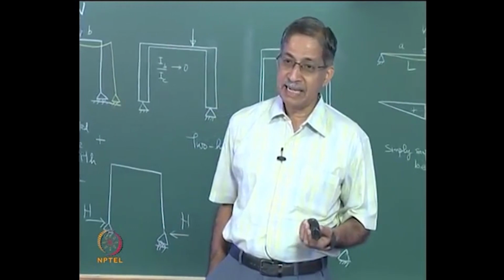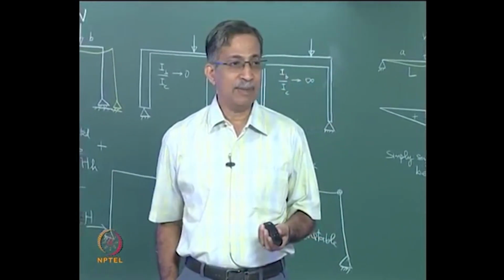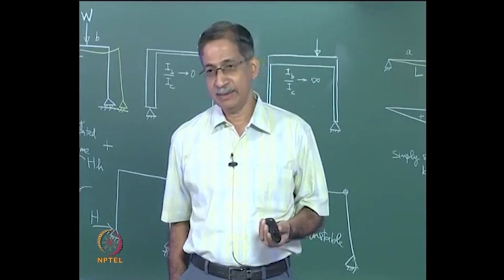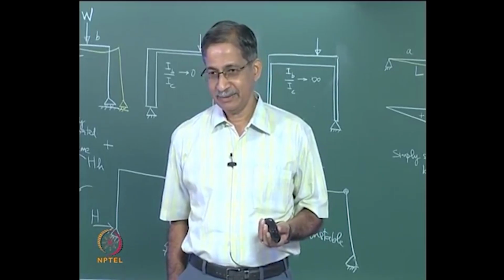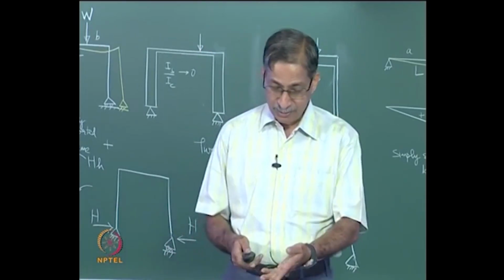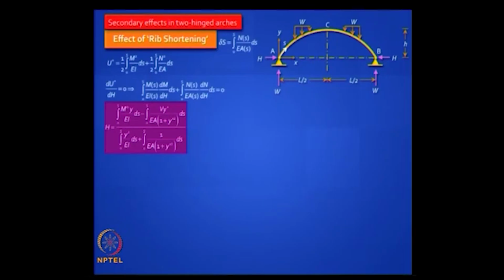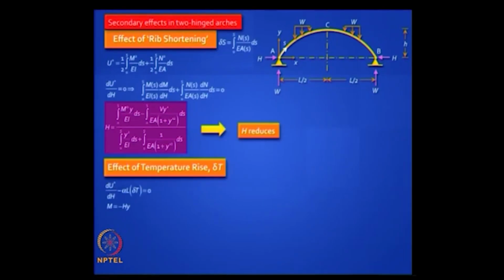The numerator has decreased and the denominator has, so what does it mean? It will decrease, right, it will decrease. I am not asking you to calculate, but at least you should know that it can be done. The second effect that we should worry about is, because it is an indeterminate structure, what would happen if you had a temperature rise or a reduction in temperature. That also can be worked out.